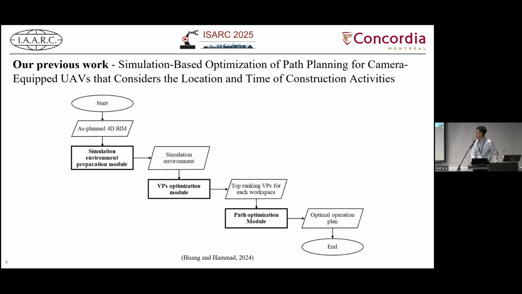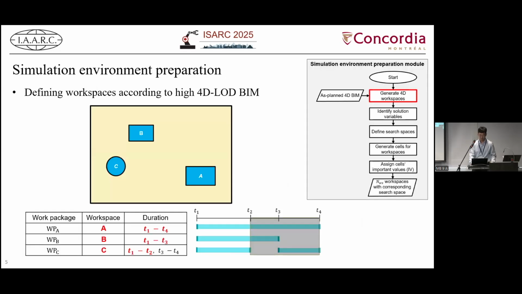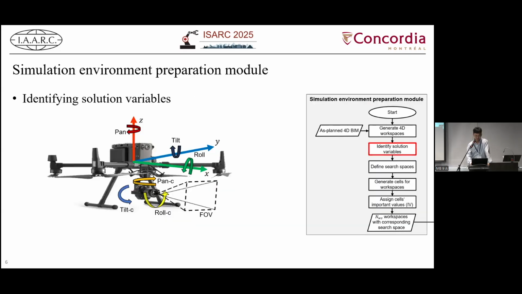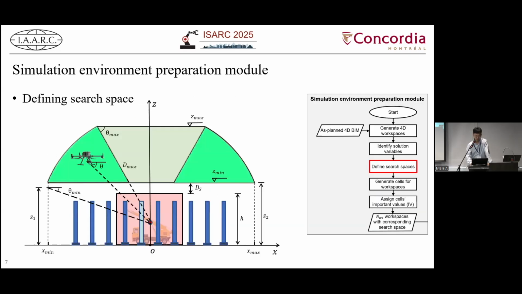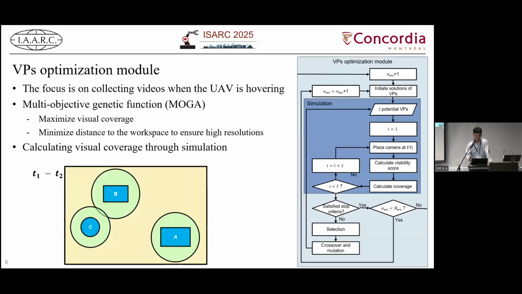simulation-based optimization path planning for camera-equipped UAVs that considers the location and time of the construction activities. This method consists of three modules. First, the simulation environment preparation module, which defines the workspace according to the high LOD BIM. Then we identify the solution variables and define the search space for different workspaces. At last, we do the viewpoint optimization to identify the best viewpoints, the top-ranking viewpoints that have a good view of the target area.